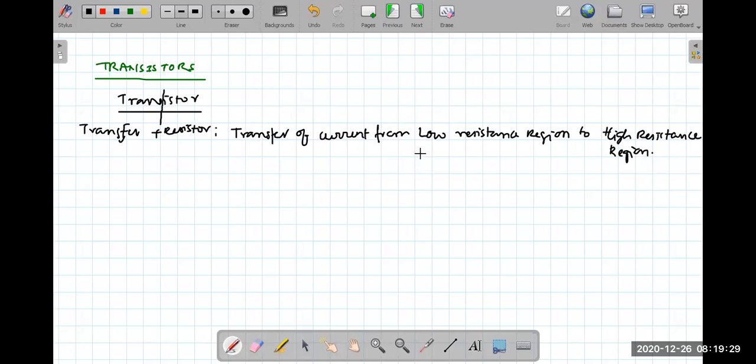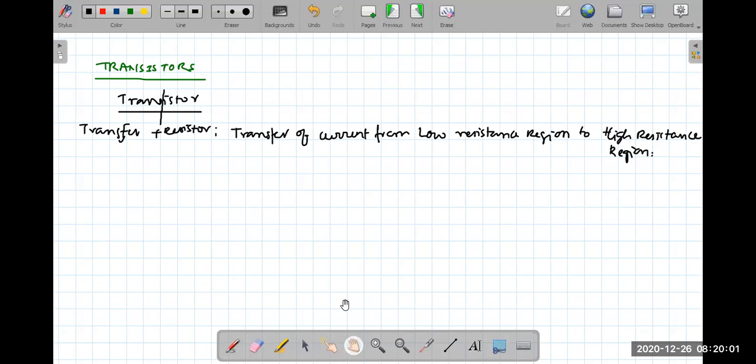You'll understand this low resistance to high resistance point towards the end of transistors. When we have finally mastered how a transistor is working, and when you finally try to write all the parameters, then you'll understand how it is exactly transferring from low resistance region to high resistance region. Now, a transistor is a three-terminal device. In a diode, there were two terminals, but now in case of transistor, we have three terminals.